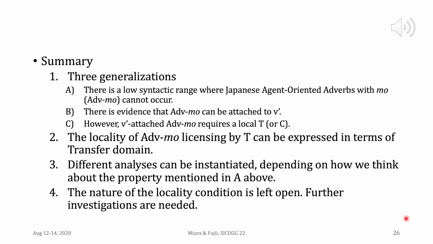Let us wrap up the presentation. We made three observations on the distribution of agent-oriented adverbs of the form ADV mo in Japanese. These adverbs largely behave in such a way that Ernst's semantically based theory would expect, except that they need to be local to tense or complementizer in a certain way.